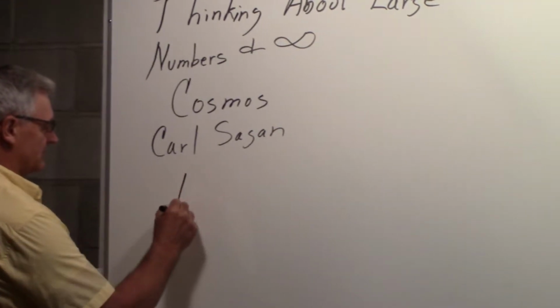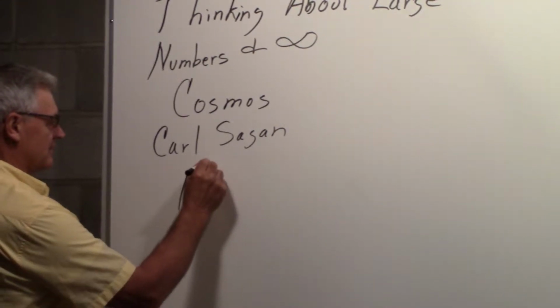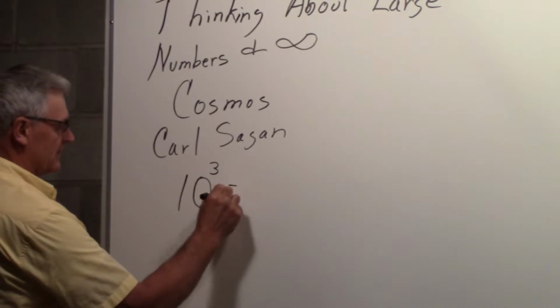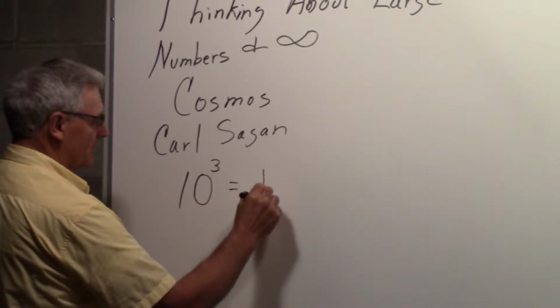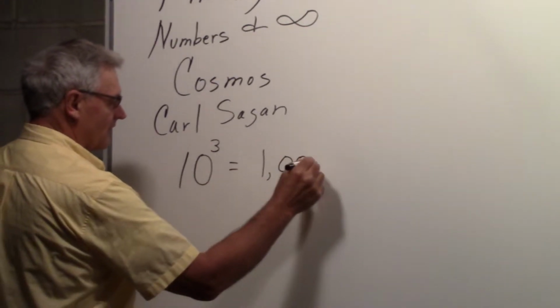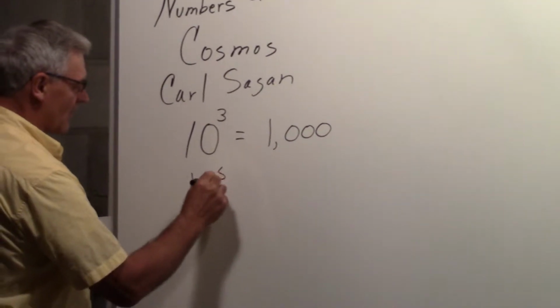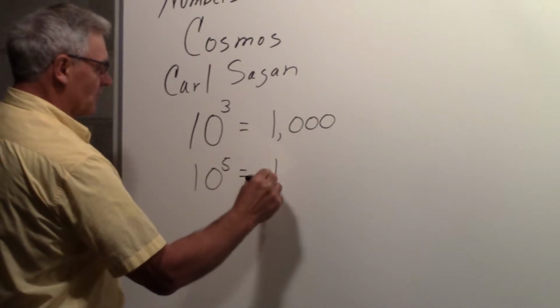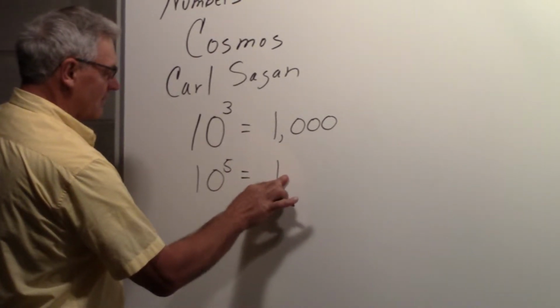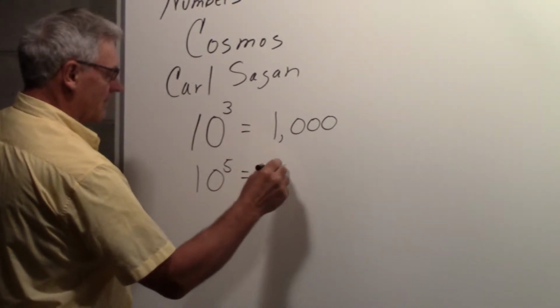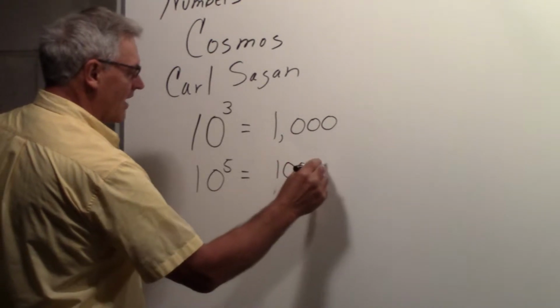For example, 10 to the 3 is equal to 1 followed by 3 zeros. 10 to the 5 is equal to 1 followed by 5 zeros.